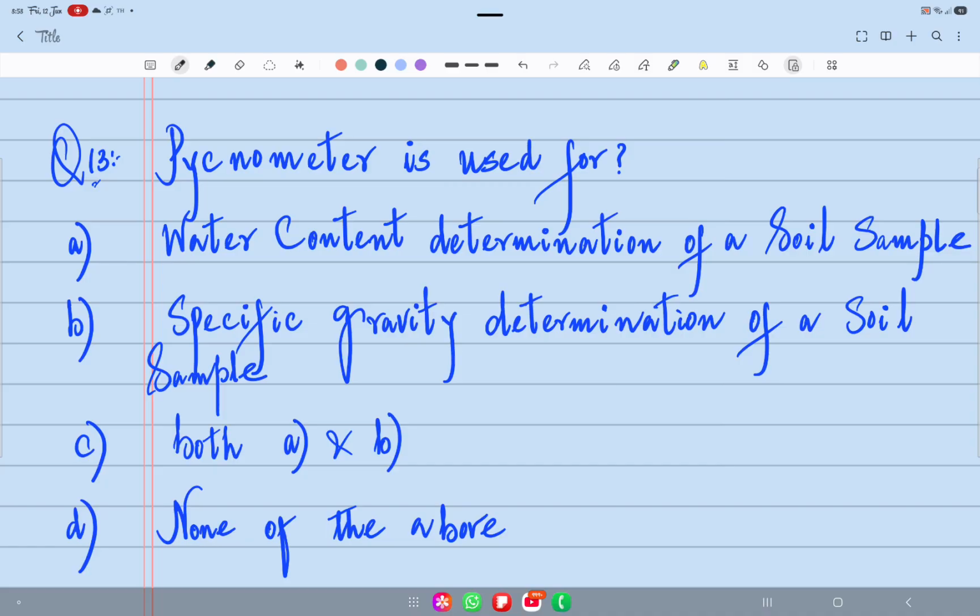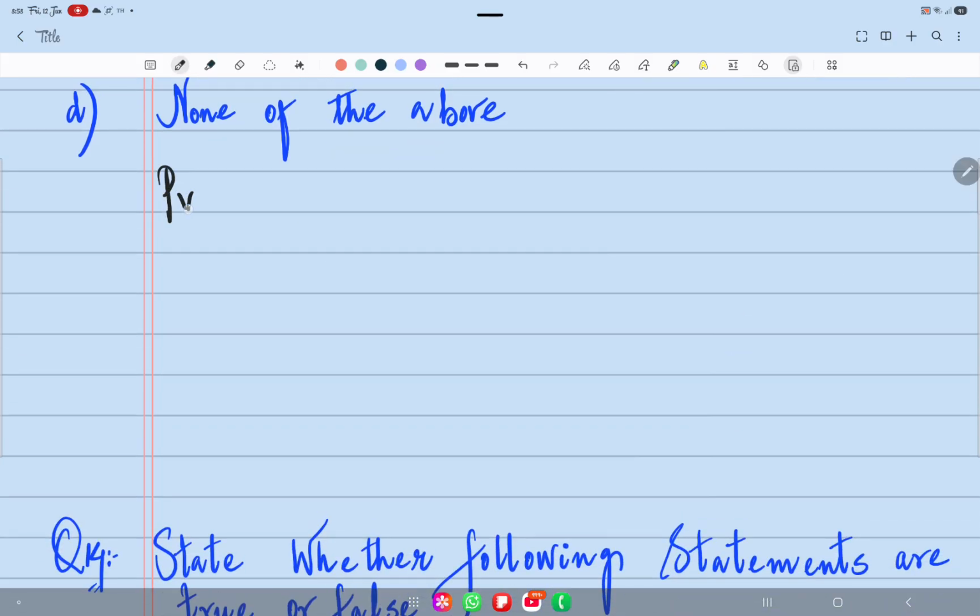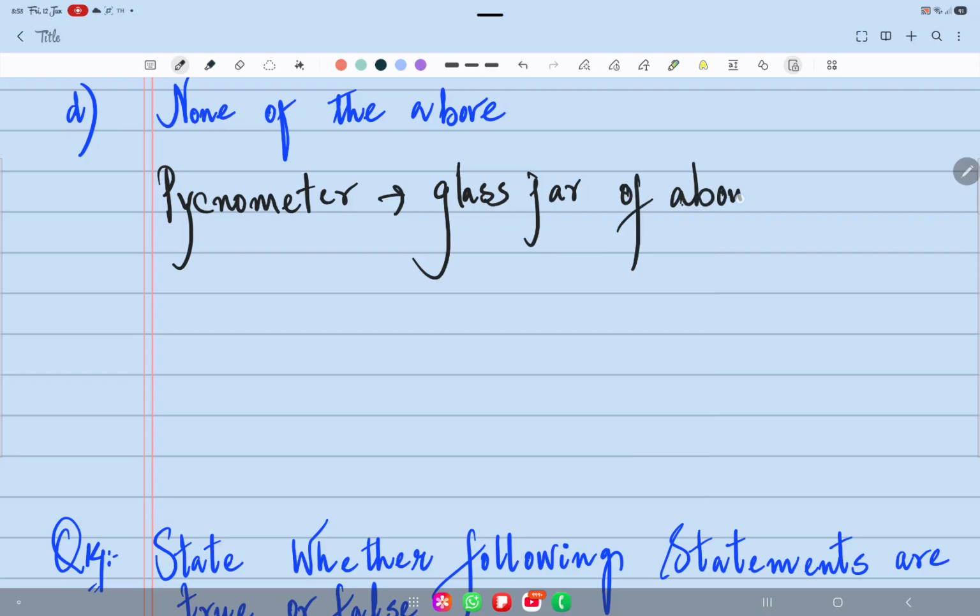All right, so we have to see which is the correct answer. Before moving on to the question, this pycnometer is a glass jar of about 1 liter capacity.